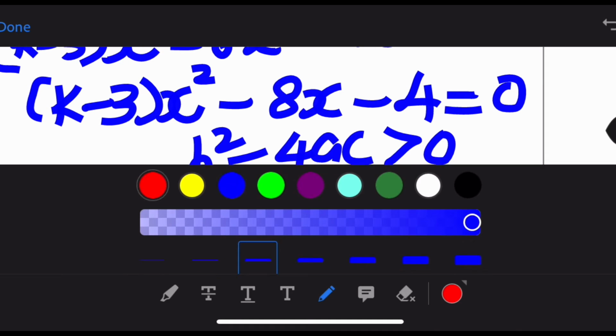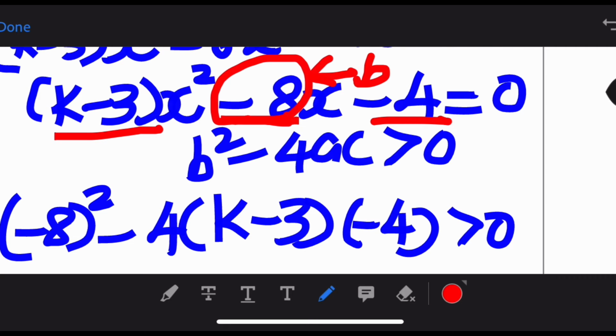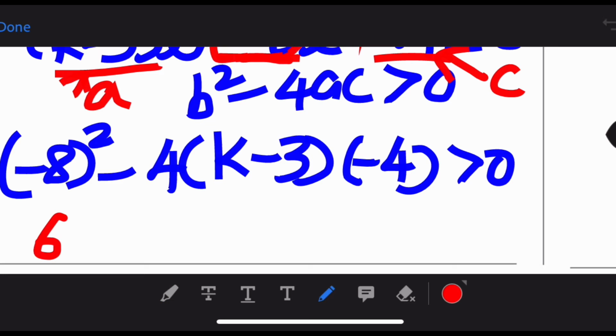Okay, this is A. Let me highlight the A, and this is B, and this is C. So B is negative 8 squared, this is B, minus 4 times A, this is A, and this is C. Right, so we have 64.